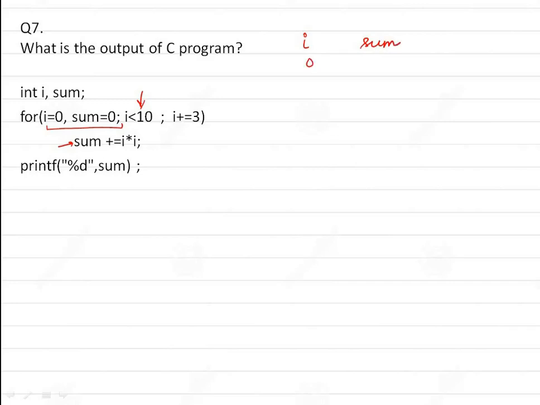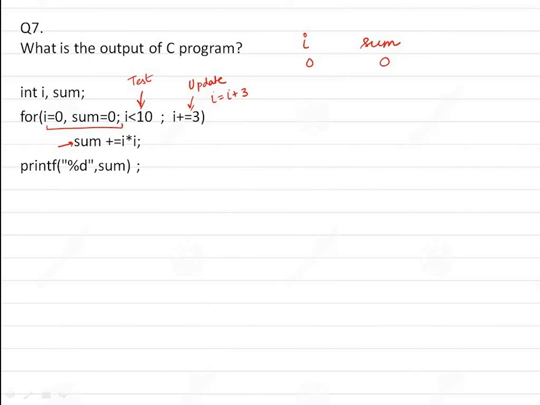So i is initialized from 0 and sum is also initialized from 0. Okay, and you can see that i will go from 0 to less than 10, and at each iteration, this is the test expression, and this is the update expression. So in each iteration the value of i is incremented by 3. Okay, so you can write it as i = i + 3.